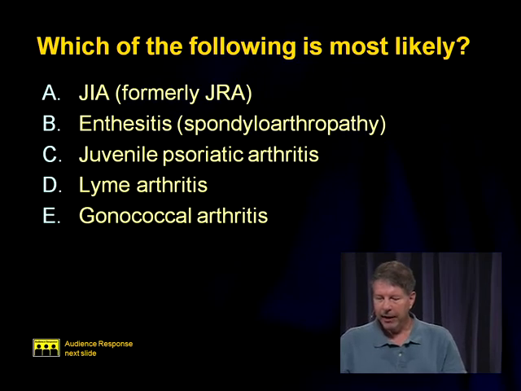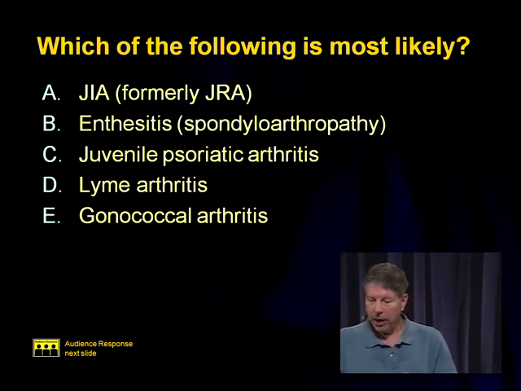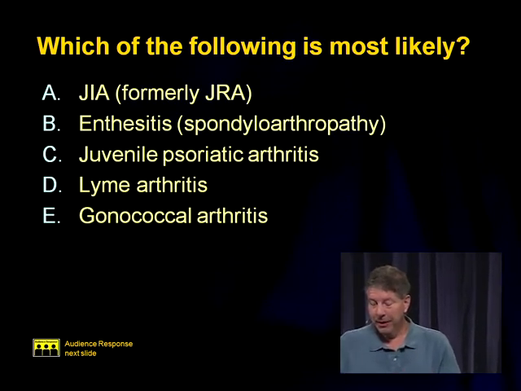Do you think he has juvenile inflammatory arthritis, formerly known as JRA? Does he have enthesitis, formerly known as a spondyloarthropathy? Does he have juvenile psoriatic arthritis? Does he have Lyme arthritis, or does he have gonococcal arthritis?